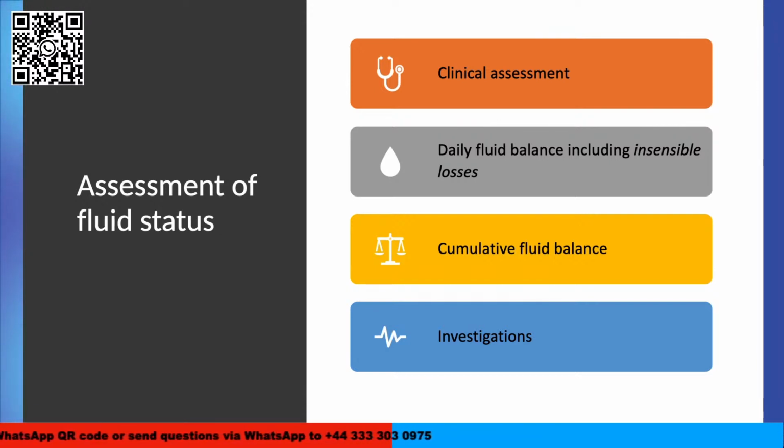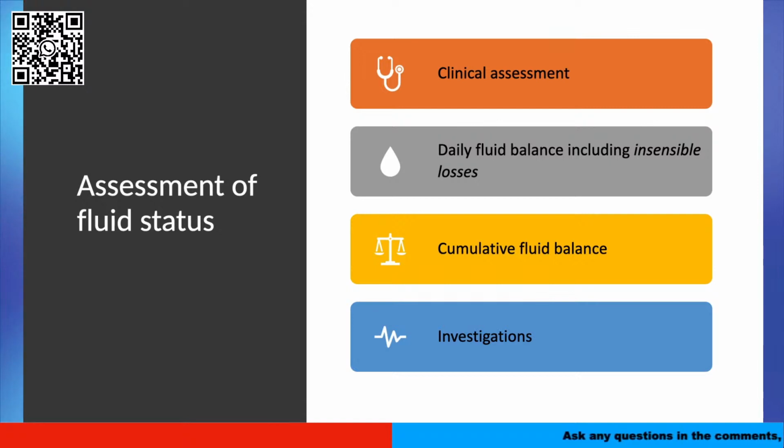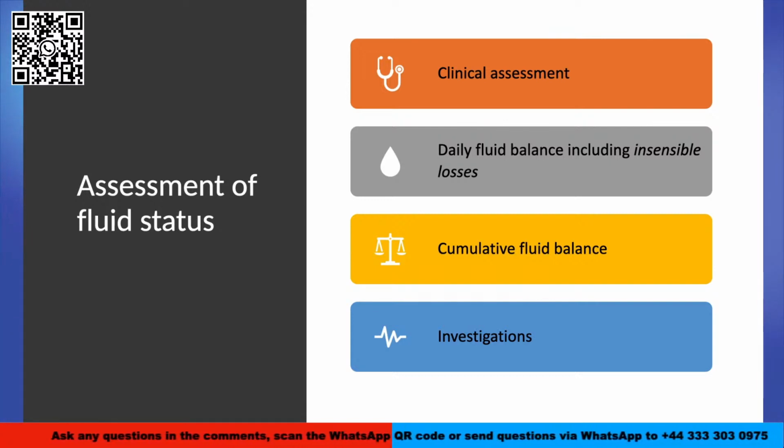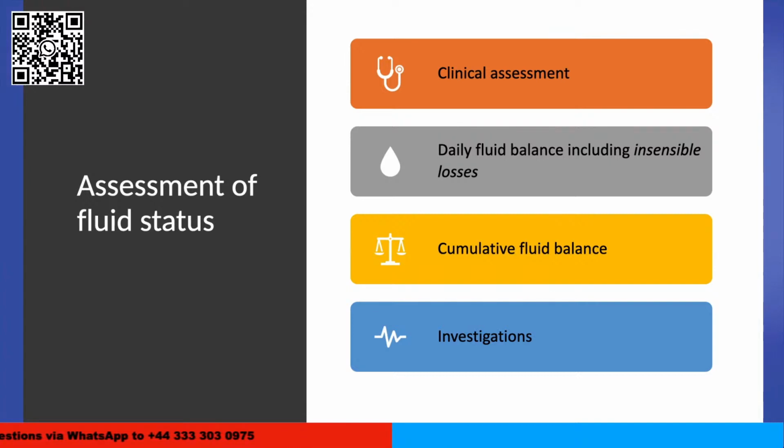Every assessment should start with a clinical assessment of your patient using the A-to-E approach, looking for signs of fluid overload. This may be crackles on the chest or decreased air entry, a raised JVP, or peripheral edema. This should be considered with the patient's fluid balance, both a daily fluid balance, including insensible losses, and a cumulative balance, which should occur over a number of days. In addition, there are a number of investigations which can be used with our clinical findings to help us make a decision.